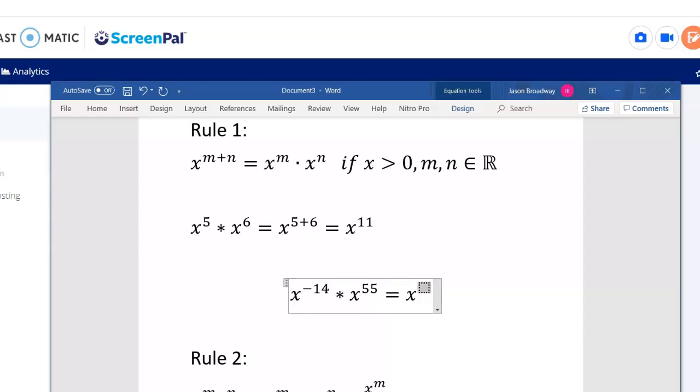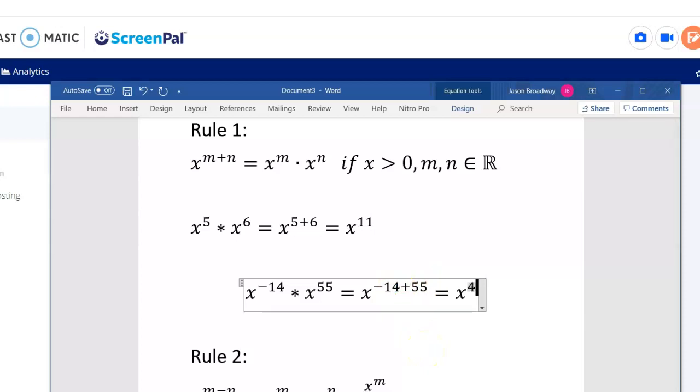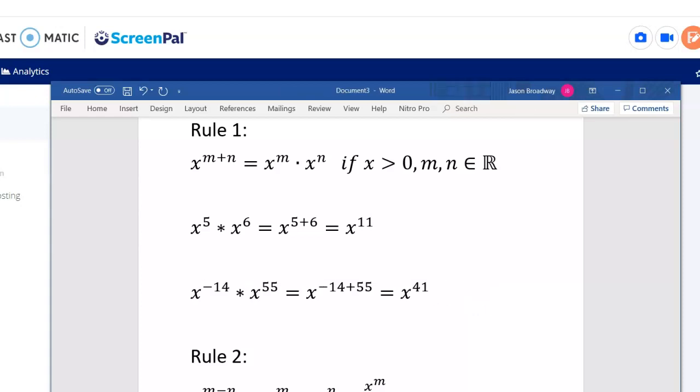Now, that's x to the power of negative 14 plus 55. So that's x to the power of, well, by arithmetic, that's 55 minus 14, right? And that's going to be what? 41, I think. Yeah, 41 by arithmetic of negative numbers. This can go all sorts of different ways using rule 1 here.